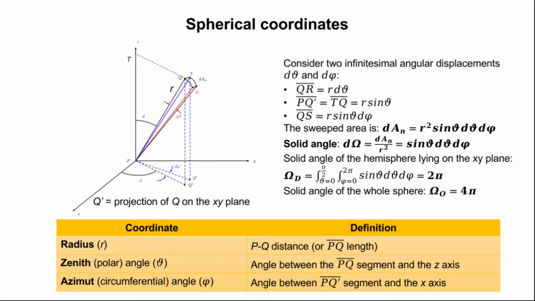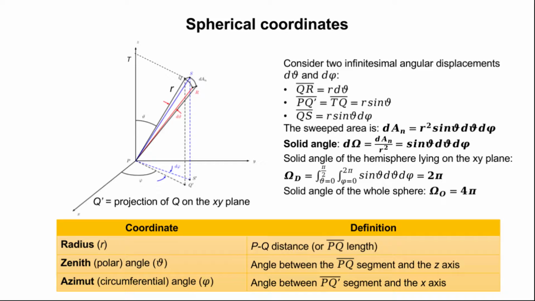The swept arc QS is equal to r sine theta d phi. So, the swept area dAn is equal to r squared sine theta d phi. The solid angle, in spherical coordinates, is defined as the area dAn over the squared radius, and is thus equal to sine theta d phi.